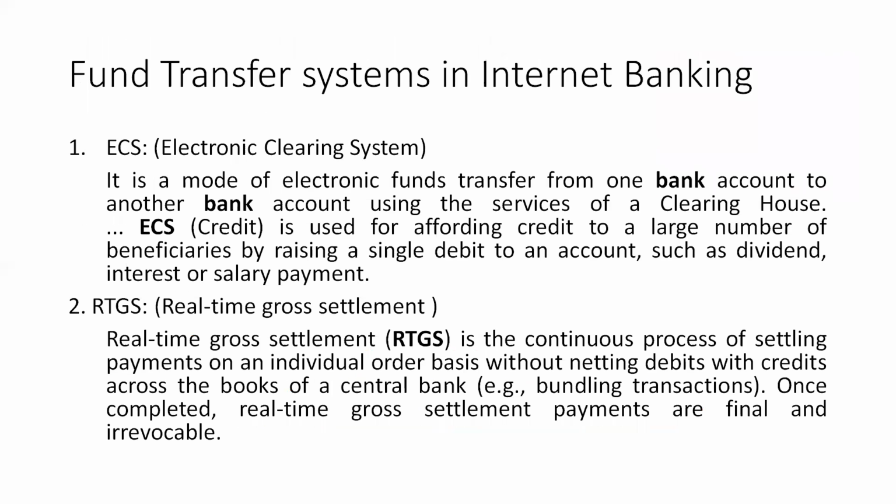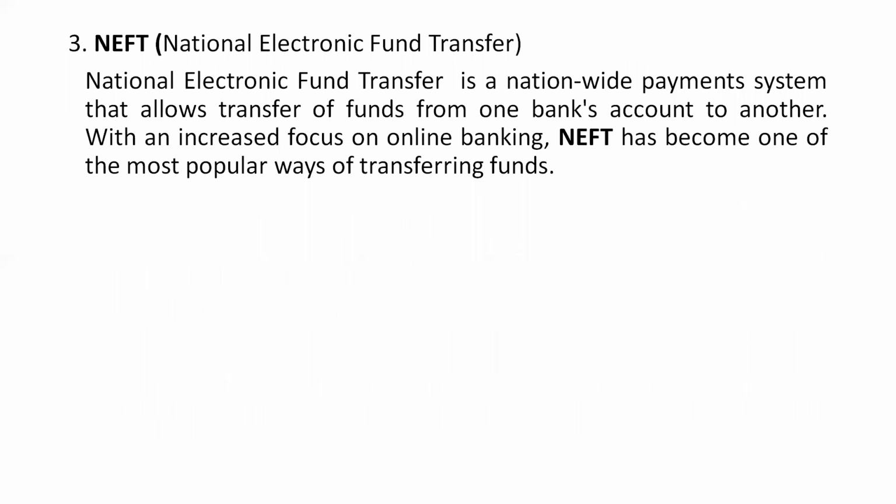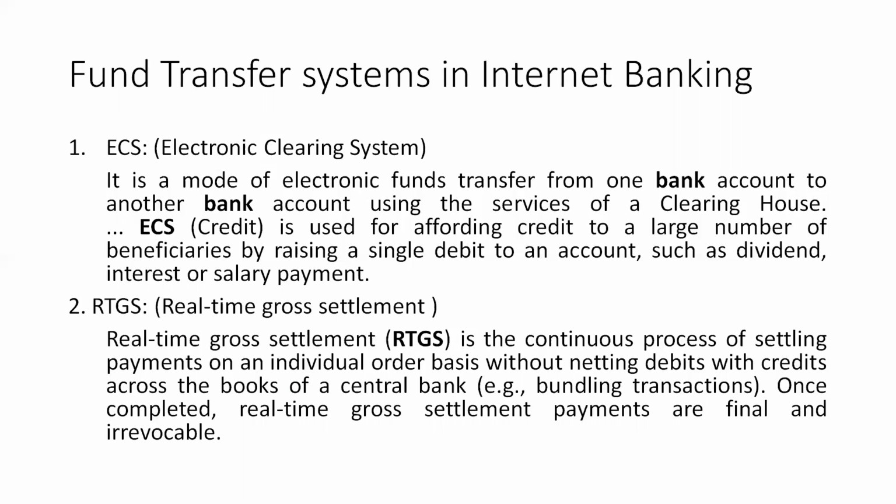Now let us see the fund transfer system in internet banking. There are three ways of fund transfer. One is called ECS, Electronic Clearing System. Second one is RTGS, Real-Time Gross Settlement. And third one is NEFT, National Electronic Fund Transfer. What is this ECS, Electronic Clearing System?